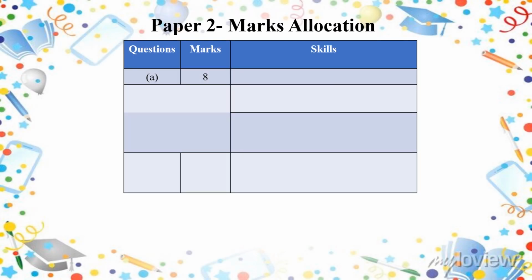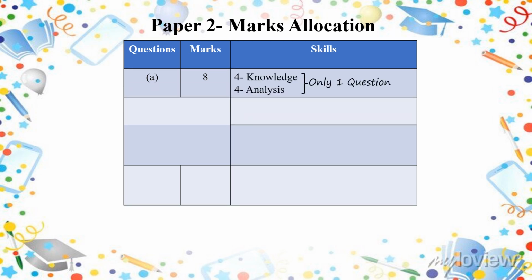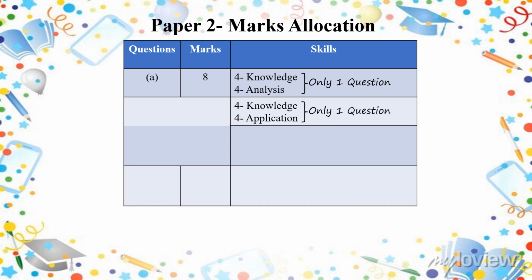Now let's move on to the marks allocation in a summary version. So A, 8 marks. You will have one question based on 4 marks knowledge and 4 marks analysis. Again, one question based on 4 knowledge or 4 application.